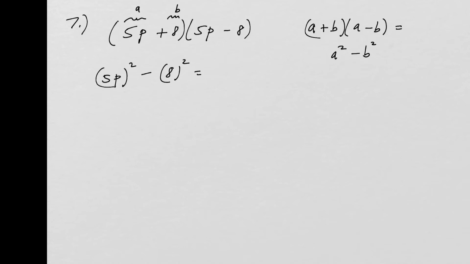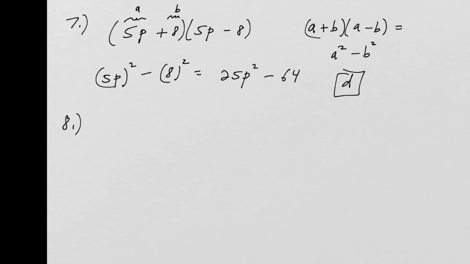Well, what's 5p squared? That's 25p squared. And then minus 8 squared, 8 times 8 is 64. So in this case, that's the one where I think it is worth memorizing because it's just really quick. However, if you don't want to, you could always just multiply it out and you will get exactly the same thing. You're going to find that the outer and inner terms, when you do 5p times negative 8 and then 8 times positive 5p, are going to cancel. And you're always going to be left with just the first terms and the last terms. Okay, so 7 should be D.